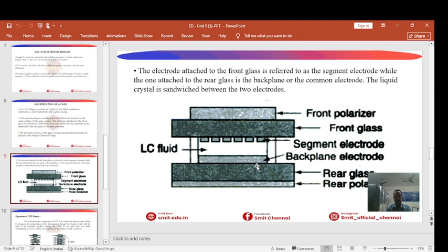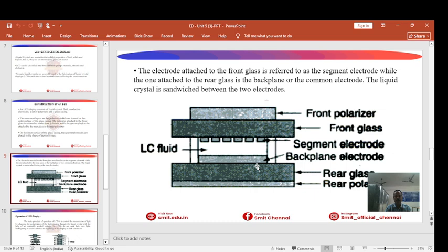Coming to the working principle of an LCD, it works by controlling the polarization of light. Without applied voltage, the liquid crystal molecules are twisted. They rotate the plane of polarized light. The light passes through both polarizers, so the display appears bright. With applied voltage, the molecules align with the electric field. The polarization is no longer rotated, and the light is blocked by the second polarizer. The display appears dark. Thus, applying voltage controls the visible image.